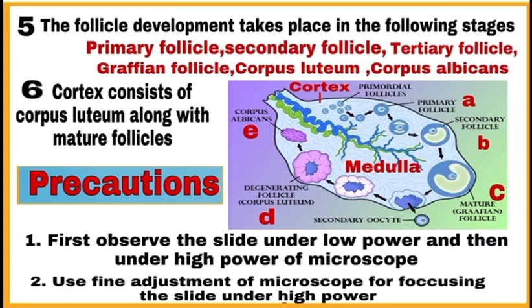In the end, write precautions to be taken. First observe the slide under low power and then under high power of microscope. Second, use fine adjustments of microscope for focusing the slide under high power. After this, draw neat and labeled diagram of both TS of testes and VS of ovary on left side of your practical notebook.